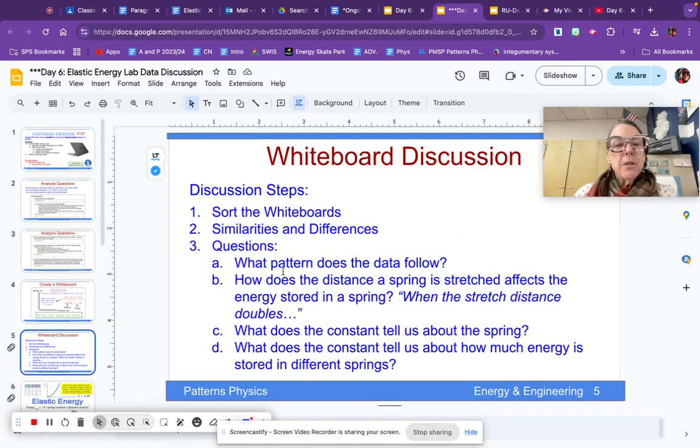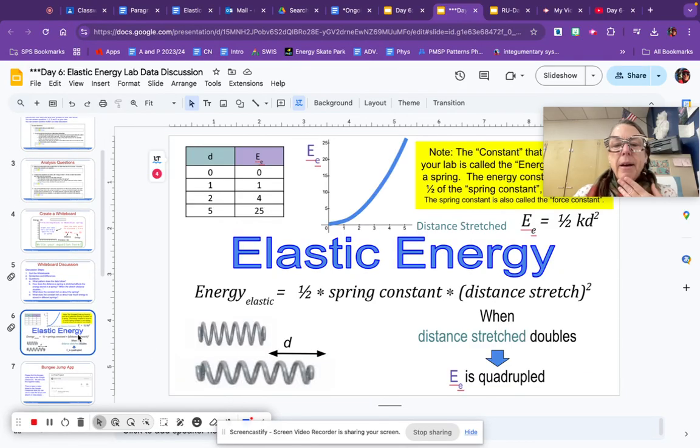We're going to have some discussions, like how does the distance the spring is stretched affect the energy stored in a spring? What does the constant tell us about the spring? And what does the constant tell us about how much energy is stored in the spring? And we have this poster. When the distance stretch doubles, the elasticity quadruples.